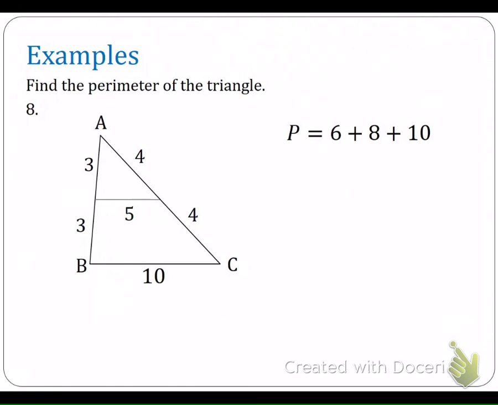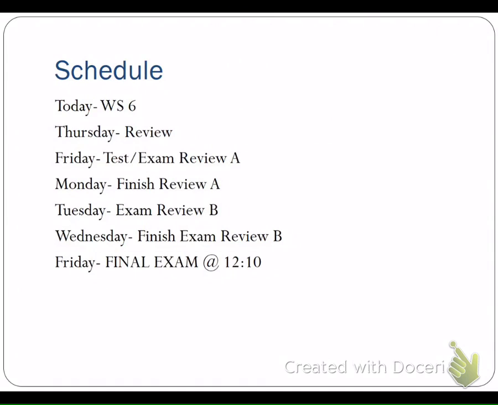What did you end up with? I added the 5. No, don't add the 5. It's not part of the perimeter. I see. That's why I did. So what'd you end up with? 24. 24 is correct.